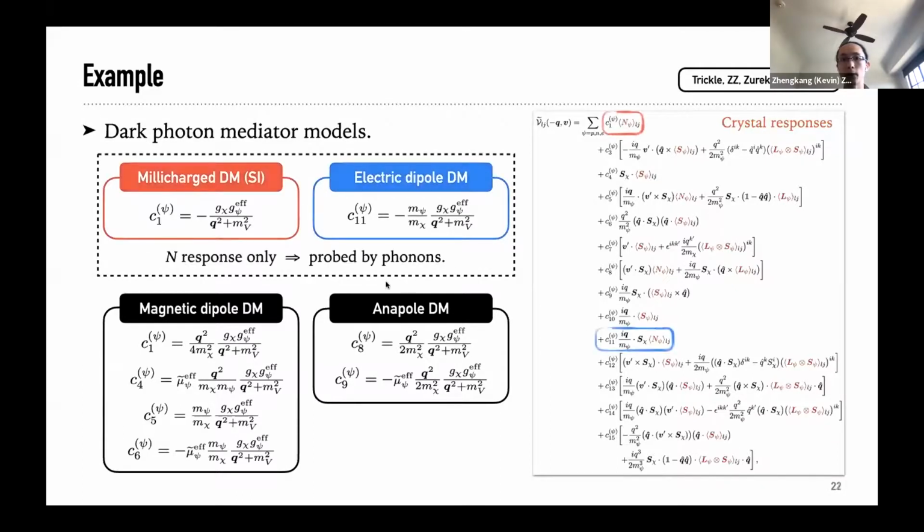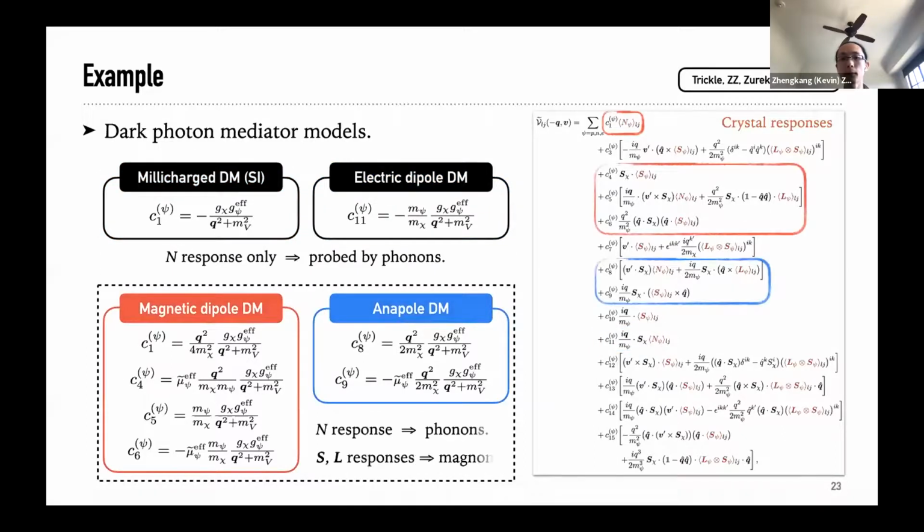So from the previous matching exercise, we can directly read off the terms relevant in this master formula. For example, for these 2 models, we just pick out the C1 and C11 terms respectively. And we see both just involve the coupling to the particle number. In this case, we say they only induce the N response, and this is probed by phonons, but not magnons. For the other 2 models, we see there are more terms generated, and they involve not only the N response, but also the S and L responses, which may induce magnon excitations as well.